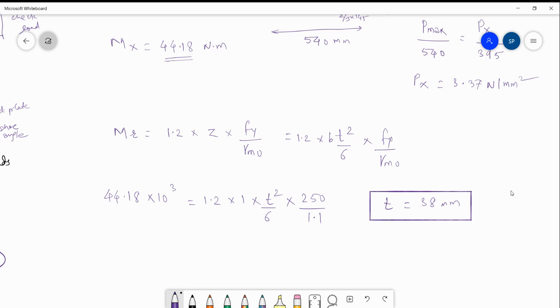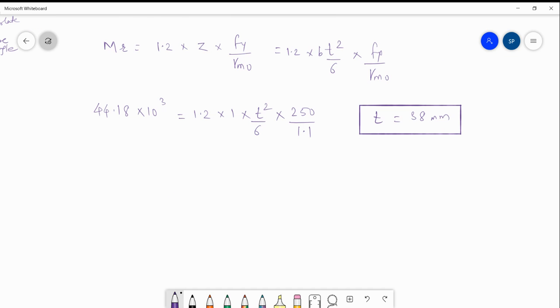So you can make it 40 because this 38 mm plate will not be available in market. So you can make it 40. So the overall dimensions of base plate will be now: base plate size will be 400 by 540 by 40. So these are the dimensions of base plate.